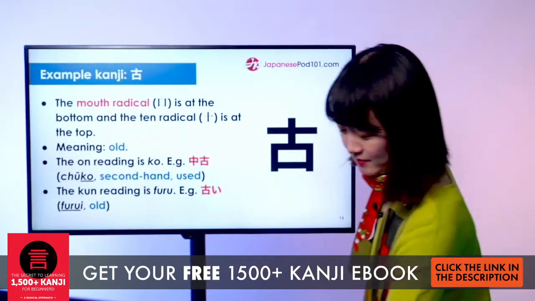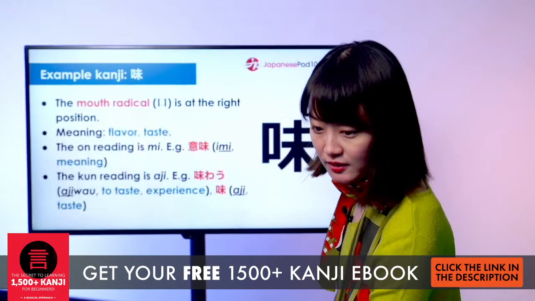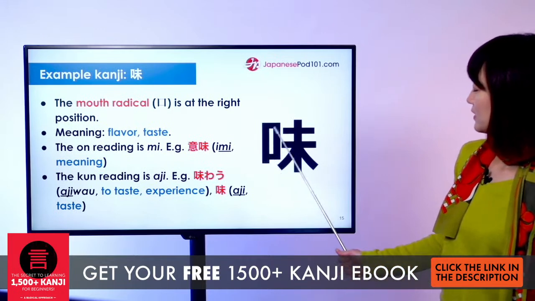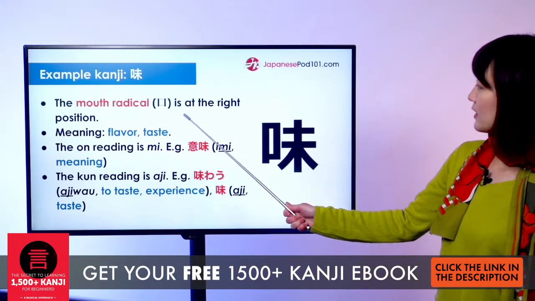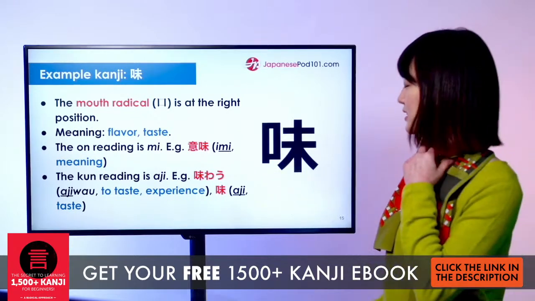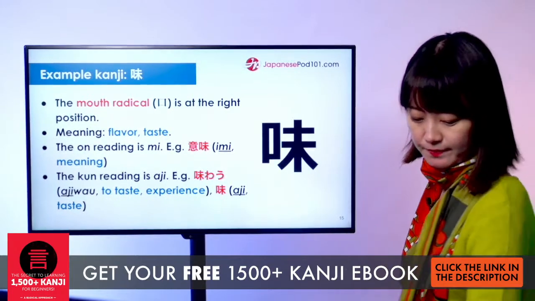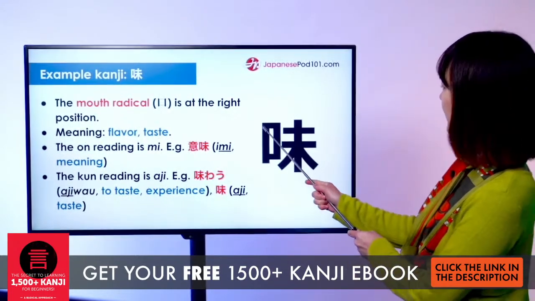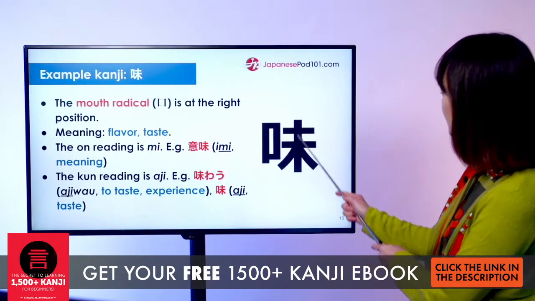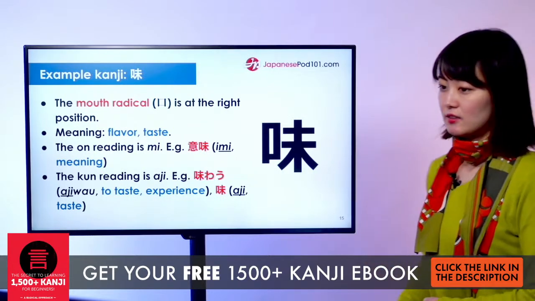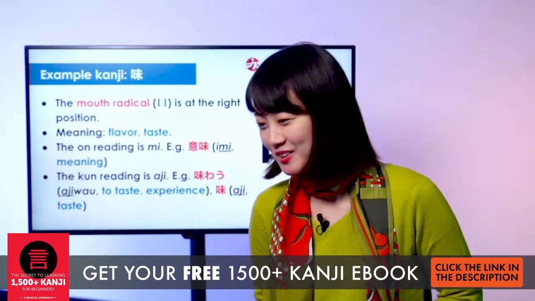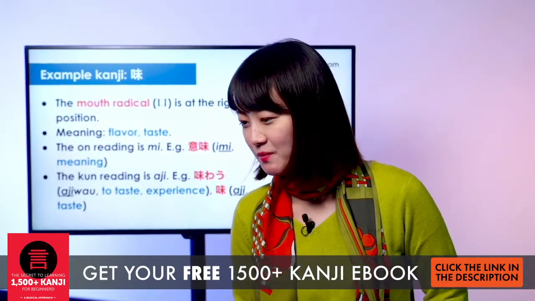okay, 次。Next kanji using the mouse radical, this kanji. And the mouse radical is at the right position here. And this kanji means flavor or taste. 書いてみます。せーの。1, 2, 3, 4, 5, 6, 7, 8. 8 strokes. うん、古い means old. That's right.